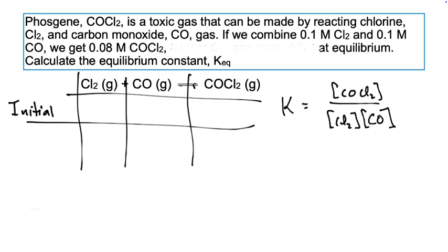What's our initial concentration of chlorine gas? 0.1. What's our initial concentration of carbon monoxide? 0.1. What's our initial concentration of phosgene? 0.08. Is it 0.08? No, 0.08 is the final. What did we start with? 0. If we're not clearly stating what your initial concentration was, guess what the value is? 0.